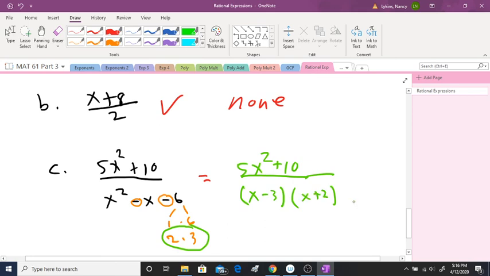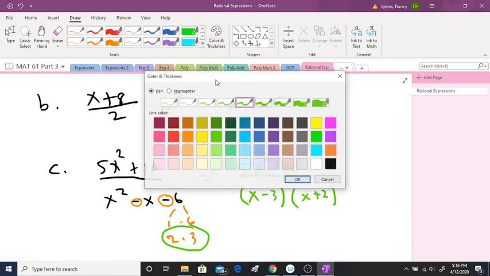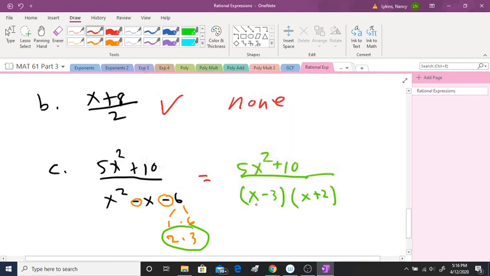x plus 2. So if you're looking at your parentheses, what makes that parentheses 0? Well, if I put x equals 3, 3 minus 3 is 0. And also right here, if I put a negative 2 in, negative 2 plus 2 is 0. So these are my answers that I'm looking for.